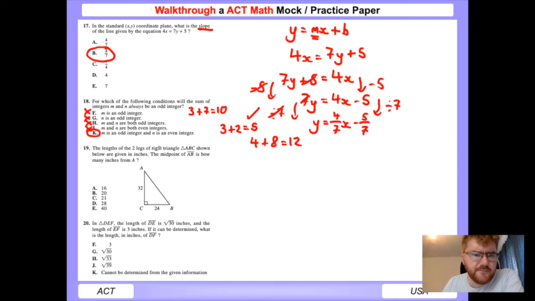And question 19, the length of the 2 legs of a right-angled triangle, ABC, given in inches. The midpoint of AB is how many inches from A? So if I draw in AB, this is our midpoint here.